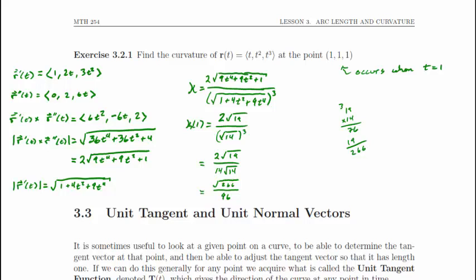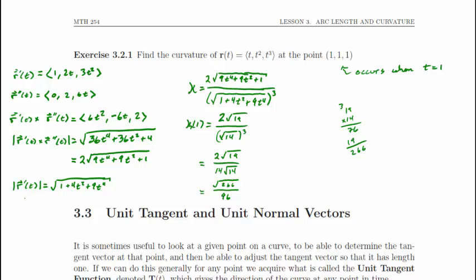And we're back. So to calculate this, we need our r prime of t, which equals the vector 1, 2t, 3t squared. We need the second derivative, which is the vector 0, 2, 6t. We take the cross product of the first and second derivatives to get the vector 6t squared, negative 6t, 2. We take the magnitude of that cross product and we get 2 square root of 9t to the fourth plus 9t squared plus 1 after factoring out a 4 and taking its square root.